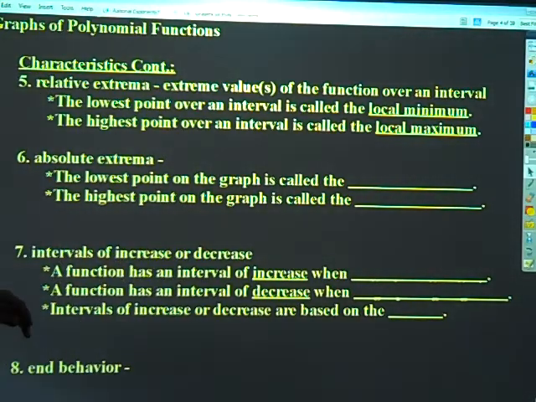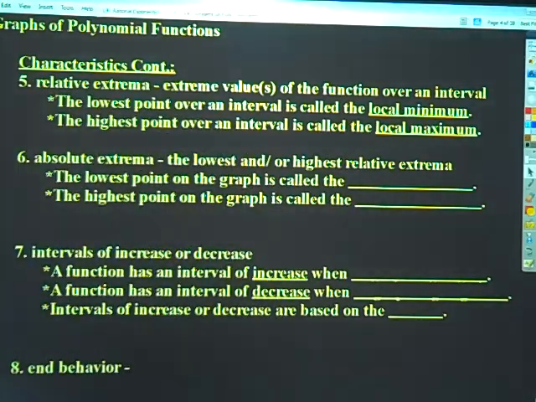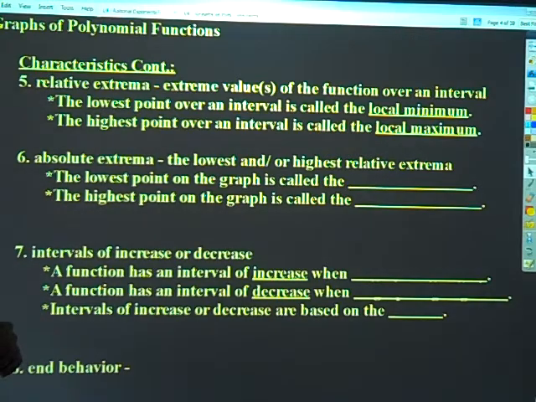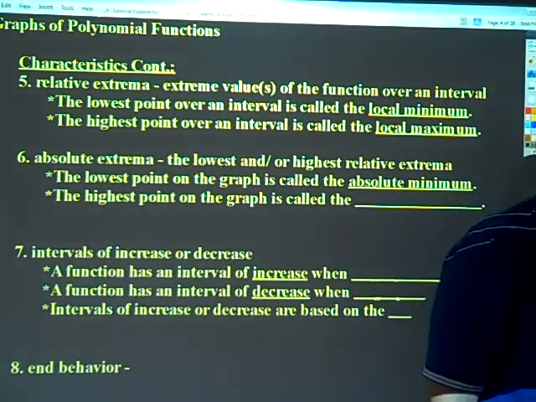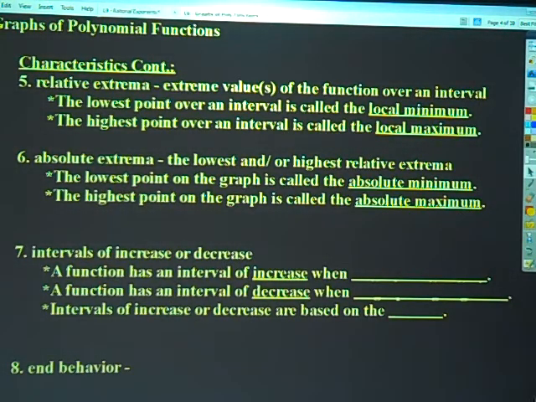An absolute extrema is the lowest and or highest relative extrema of a function. The lowest point of the graph is called the absolute minimum. The highest point of the graph is called the absolute maximum.